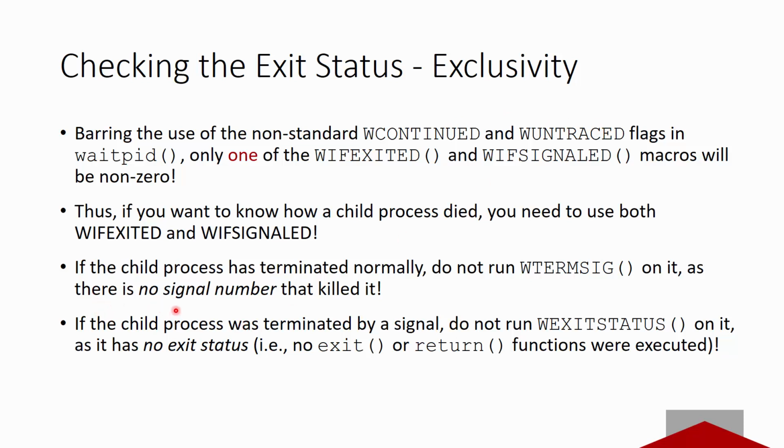So if the child process has terminated normally, do not run termSig on it to try to get some terminating signal, because there was no signal number that was involved in the termination. Conversely, if the child process was in fact killed by a signal, do not run the exit status macro on it, as it has no exit status. Exit was never called, return was never called, so you don't have to worry about that.